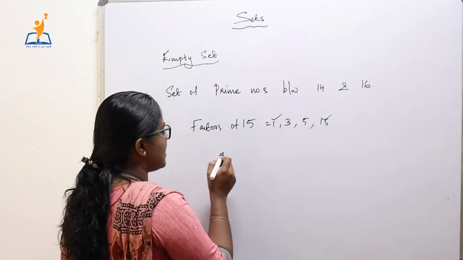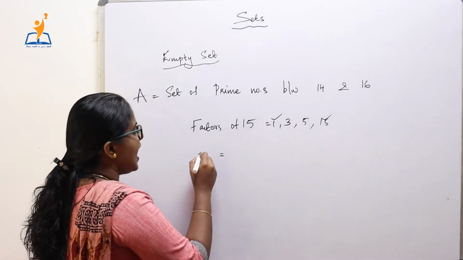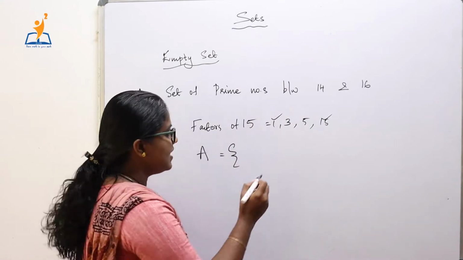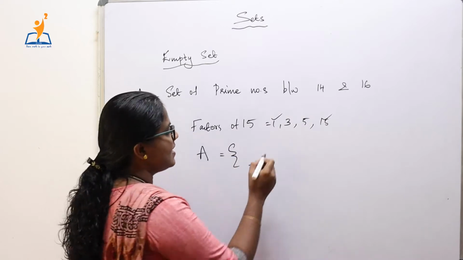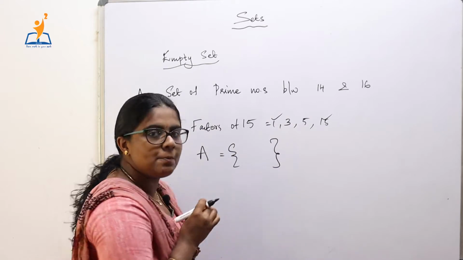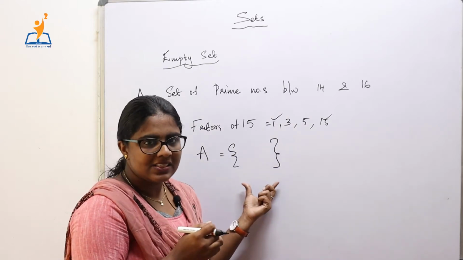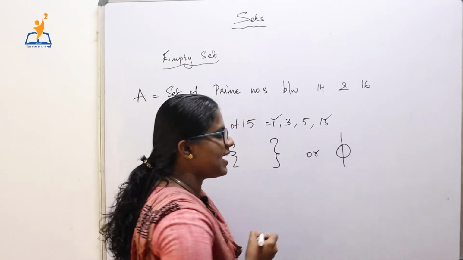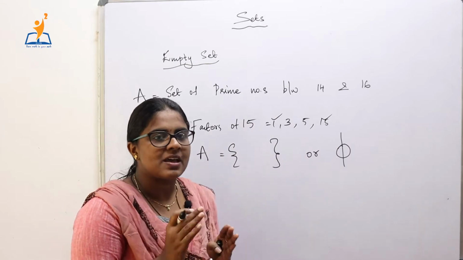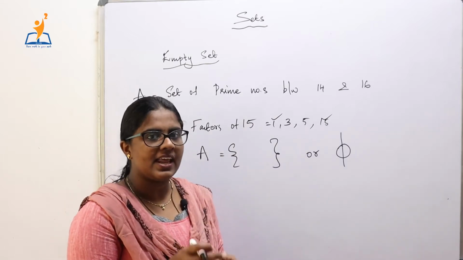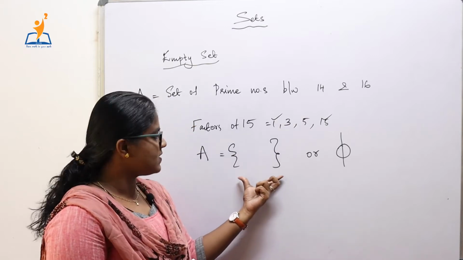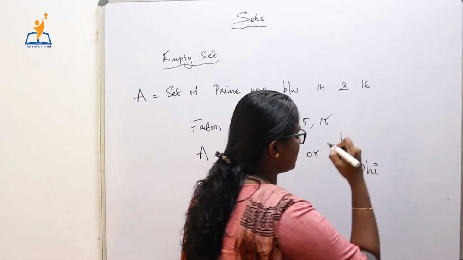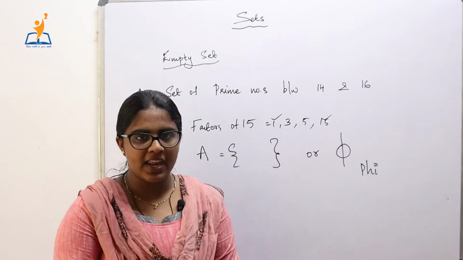Let's call this set A. This is the set builder form of the set, and in roster form, when we write that set, there will not be any element in it. Therefore, we will call that an empty set, and it can be denoted like this, or also using this symbol, that is phi. So an empty set is a set which does not contain any element, and it can be denoted using the empty braces or this notation which is read as phi. So that is the definition of an empty set.